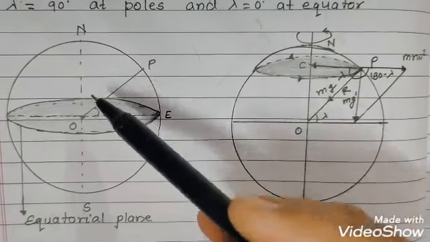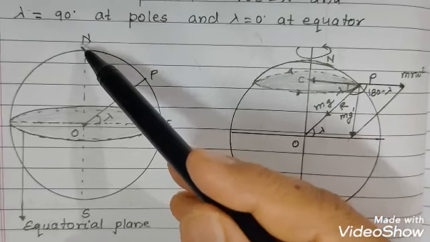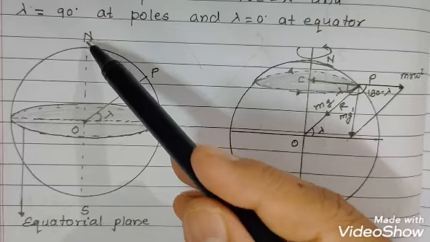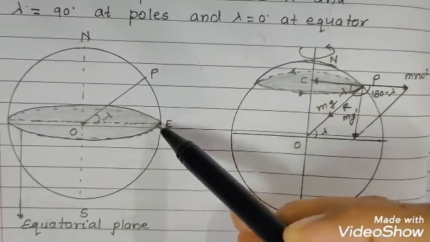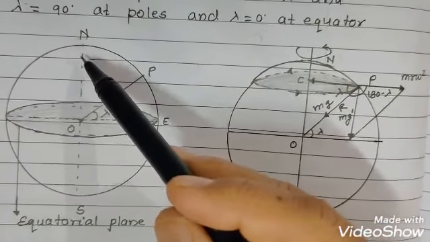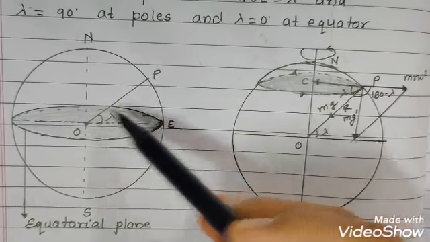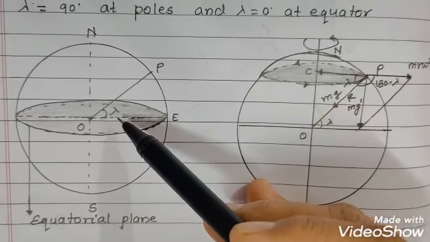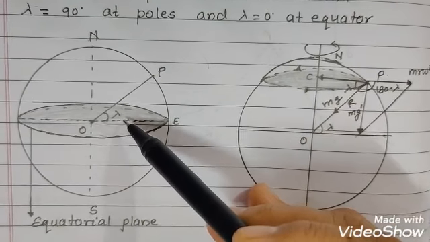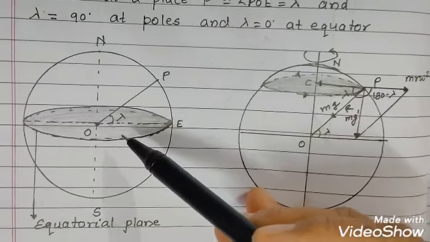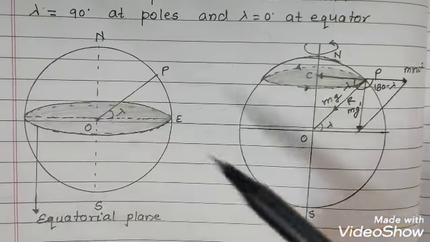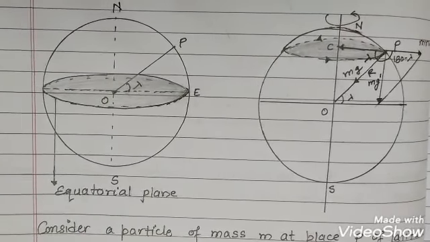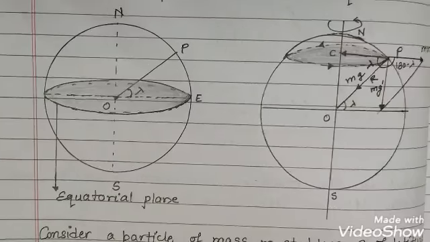And you can see that if a place is located at the poles, whether north or south, in such a situation lambda will be 90, and at the equatorial plane lambda will be 0. Okay, so this is latitude. And now we'll see what effect there would be on the acceleration due to gravity due to the latitude and the rotation of the earth together.